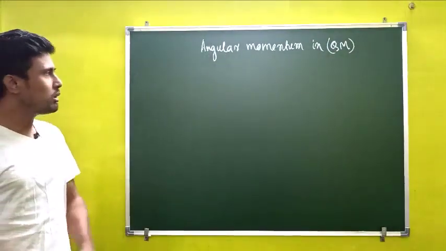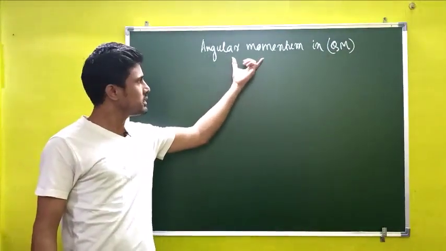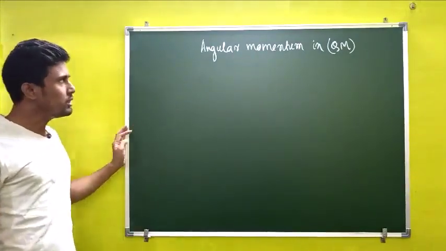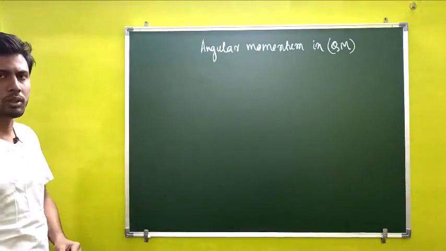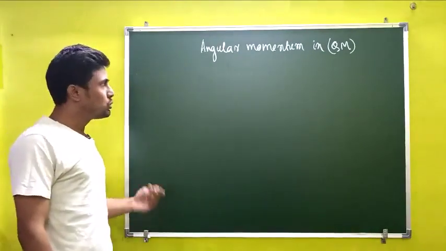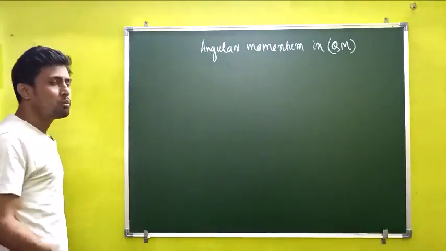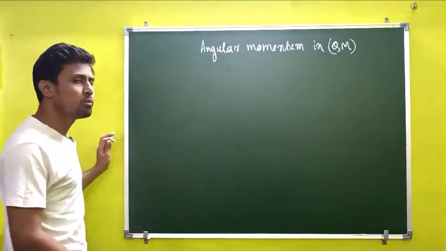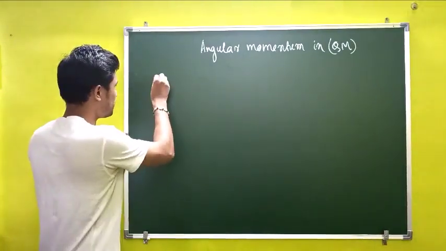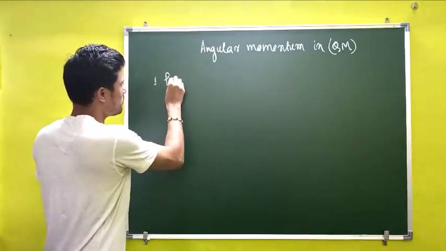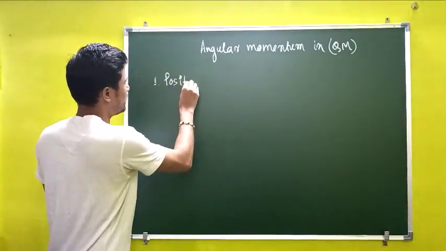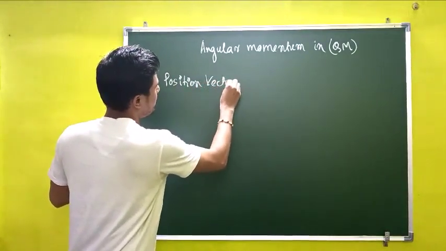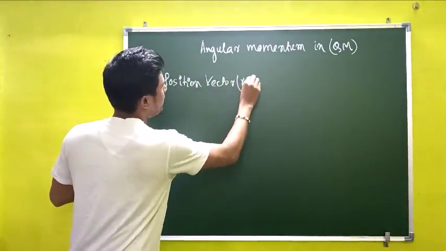There are various cases where angular momentum is involved in quantum mechanics. So before starting angular momentum, we should know two vectors: first, the position vector, and second, the linear momentum vector. Let us first discuss the position vector. It is generally denoted by R.